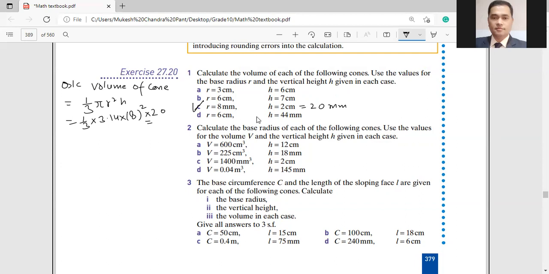So this is 3.14 times 64 times 20. This is 4019 by 3. So 133973.